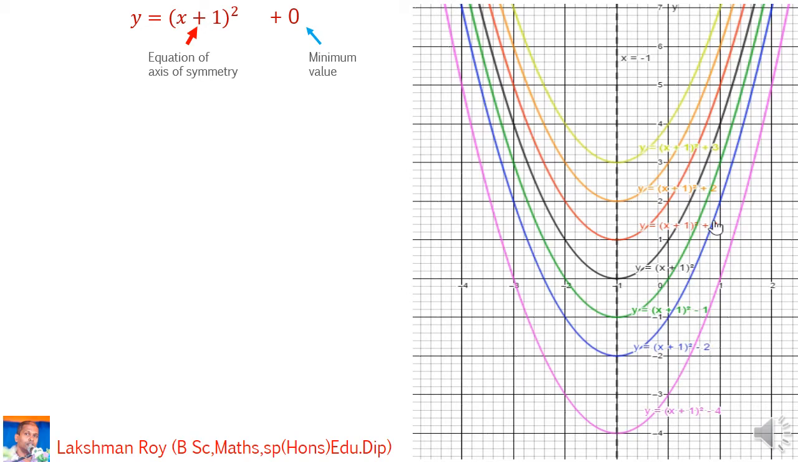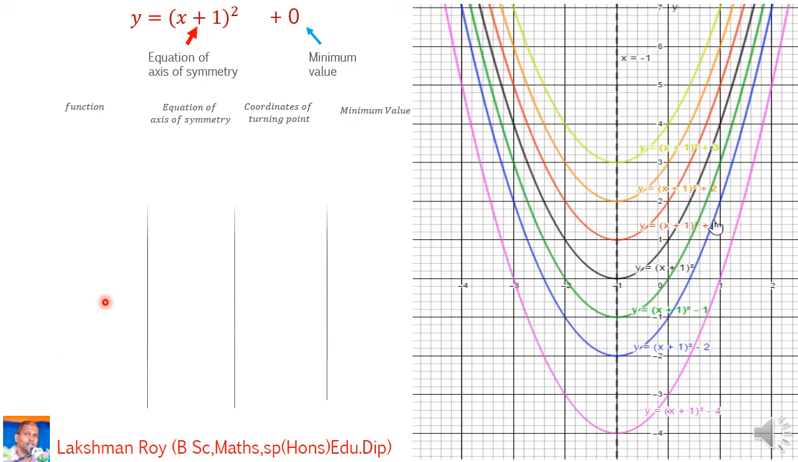Now let's see, students, if you do not have the graph, how to write the function, the equation of the axis of symmetry, the coordinates of the turning point, and also the minimum value. My first function is (x plus 1) squared. Now you can see the graph, so this is the (x plus 1) squared graph.